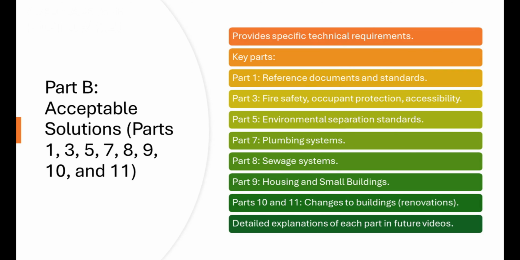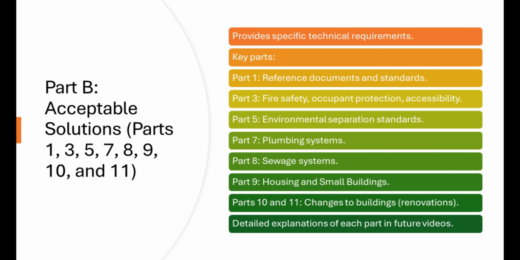Part B. Acceptable solutions. Parts 1, 3, 5, 7, 8, 9, 10, and 11. The Acceptable Solutions section goes deeper into specific requirements for building materials, structures, and systems. Let's go through the main parts covered on the exam. Part 1. Focus on reference documents that link to standards for materials and practices. Part 3. Covers fire protection, occupant safety, and accessibility. Know the basics on radon and building in flood plains, key for safe and sustainable construction.